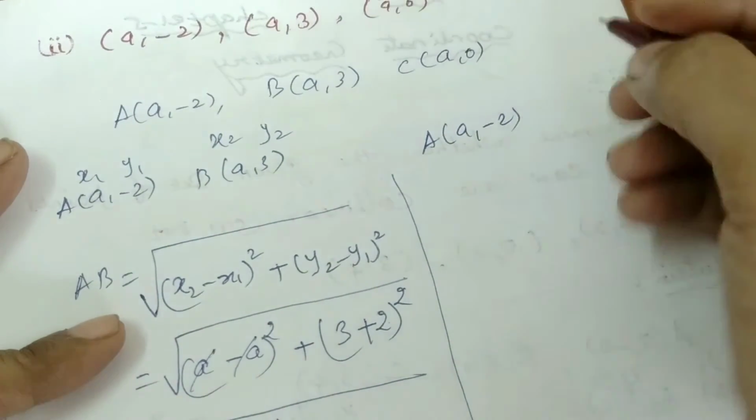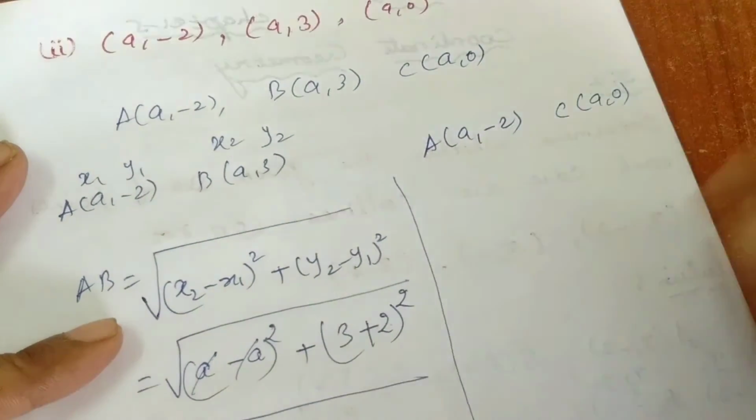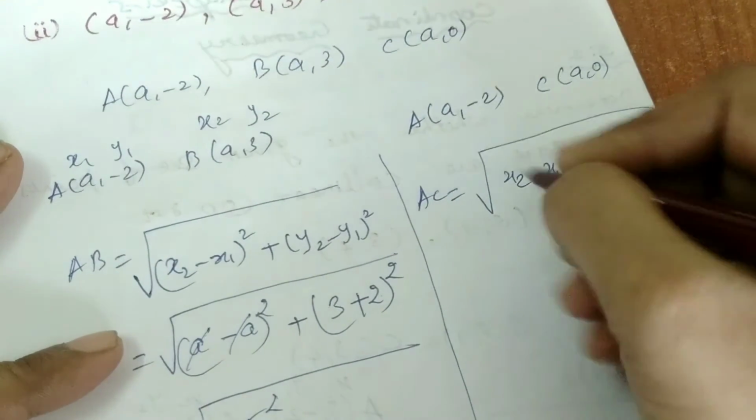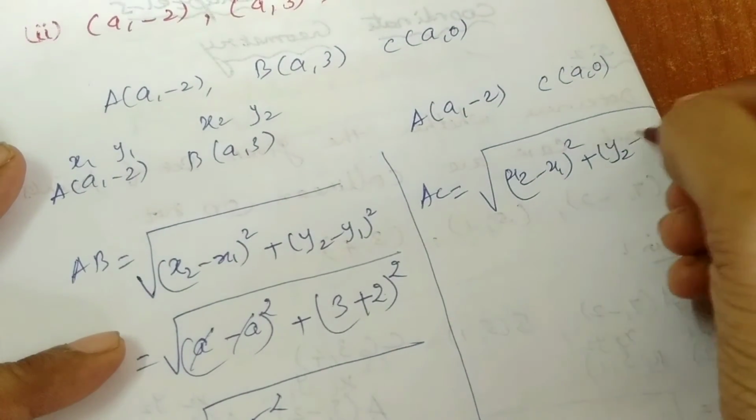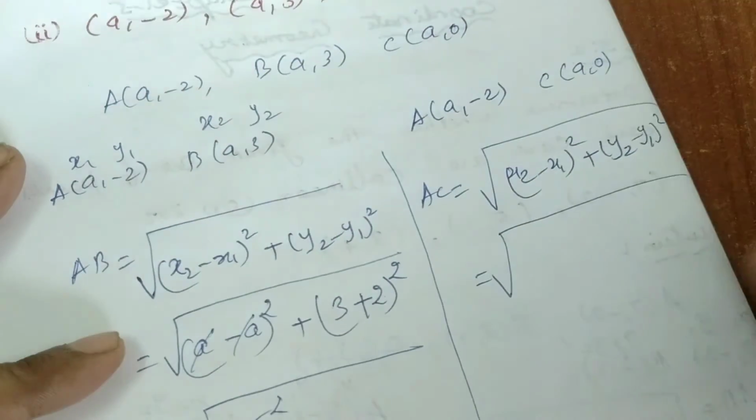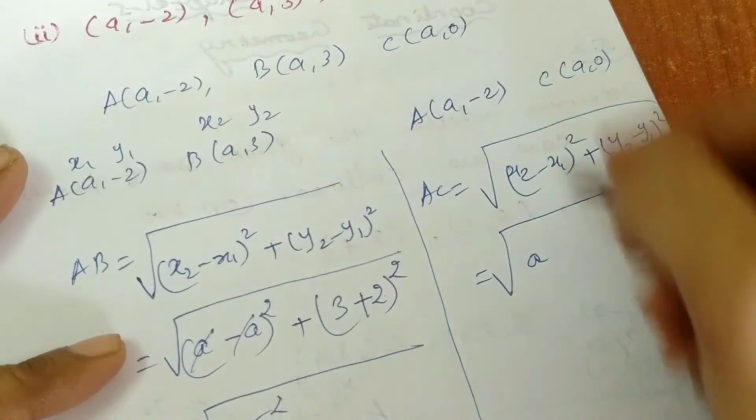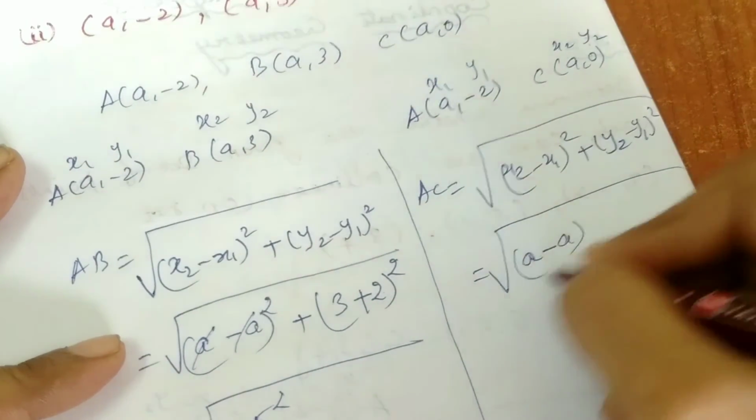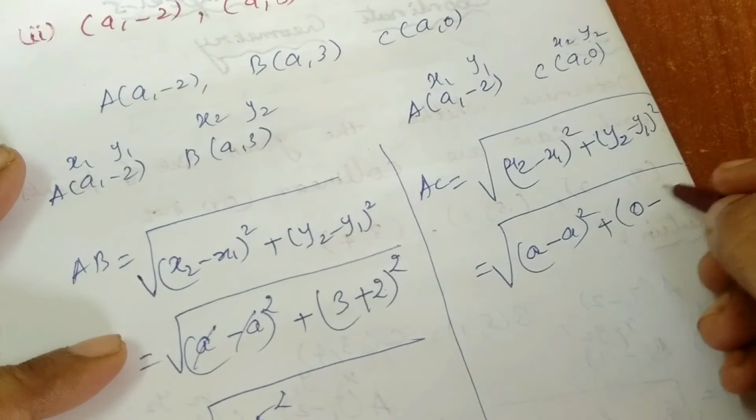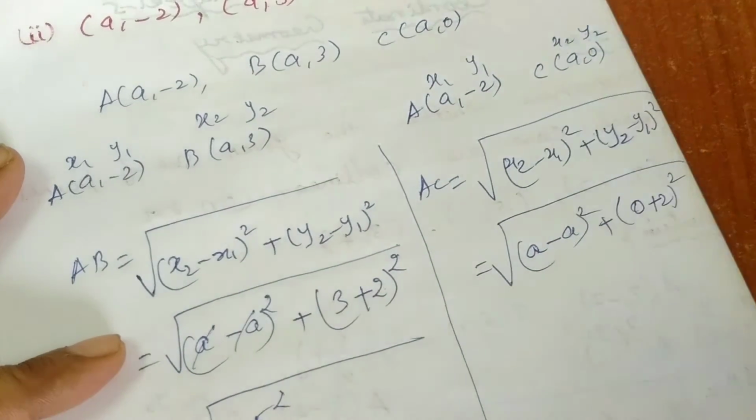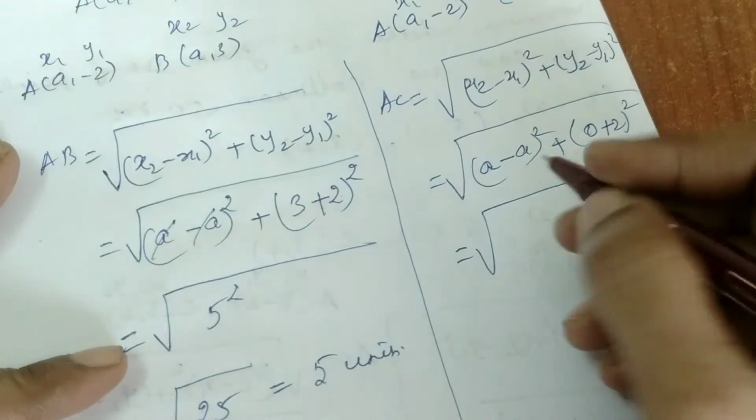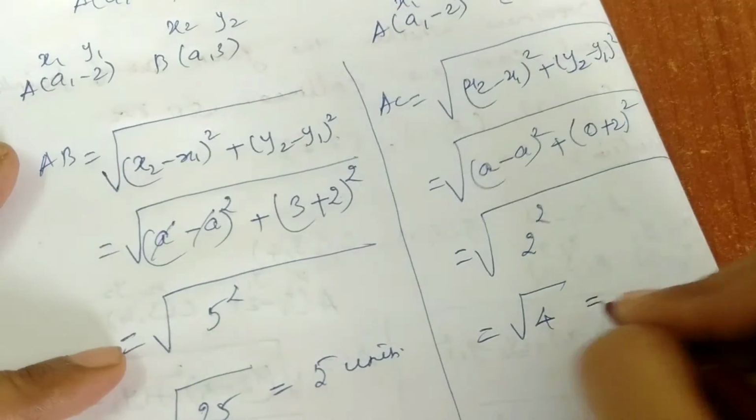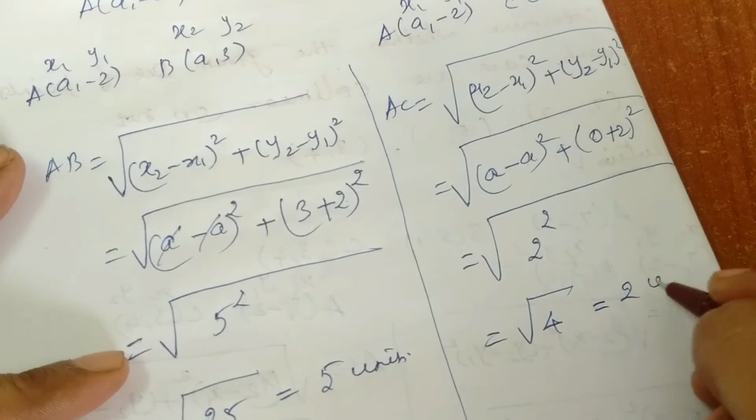Now we are going to find out the distance between A and C. A point is A comma minus 2. Our C point is A comma 0. AC distance is square root of x2 minus x1 the whole square plus y2 minus y1 the whole square, equal to square root of x2 is nothing but A. So x1 y1, x2 y2, A minus A the whole square plus 0 minus of minus 2, so plus 2, the whole square. This is 0, 0 plus 2 is nothing but 2. 2 square is 4. Square root of 4 is nothing but 2 units.